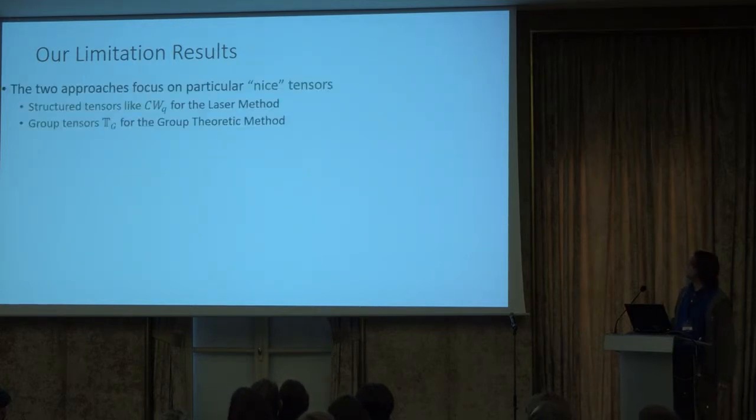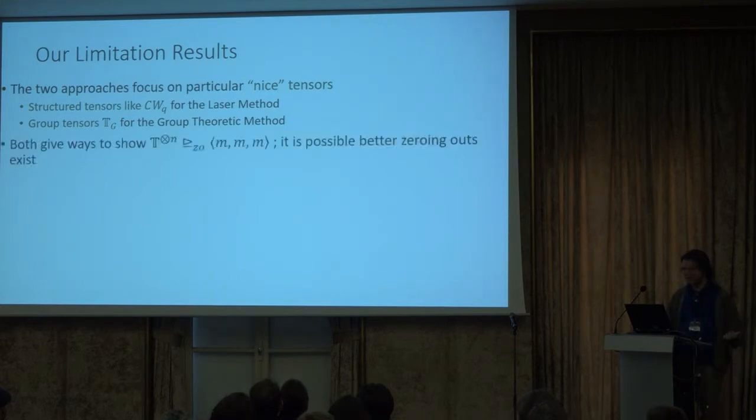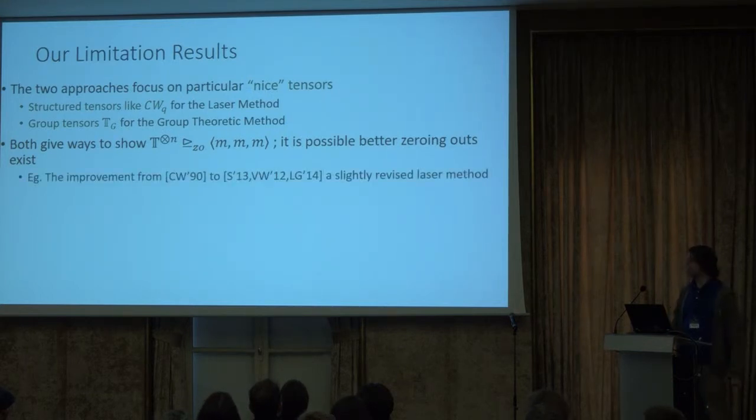So again, these two approaches focus on particular nice tensors. The laser method works on tensors with some structure, like the Coppersmith-Winograd tensors. The group theoretic method works well with these group tensors. And they both give ways to show that there's a zeroing out of your tensor into a big matrix mult tensor. But not only is it possible that there are better zeroing outs, in fact, I think it's quite likely there are better zeroing outs. You can view the improvements from Coppersmith-Winograd's original paper to the best known bound now as slightly improving the laser method to get better bounds out of the Coppersmith-Winograd tensor. So most likely there are better zeroing outs, not to mention you might be able to use monomial degenerations to do something even better.